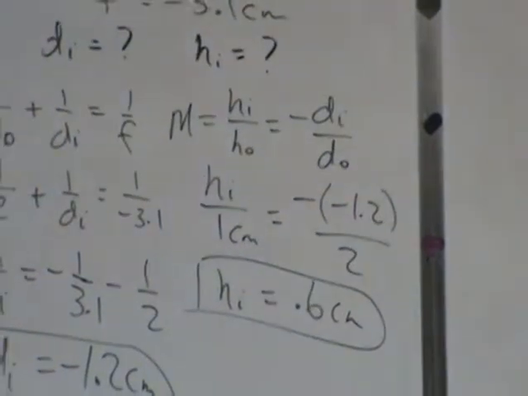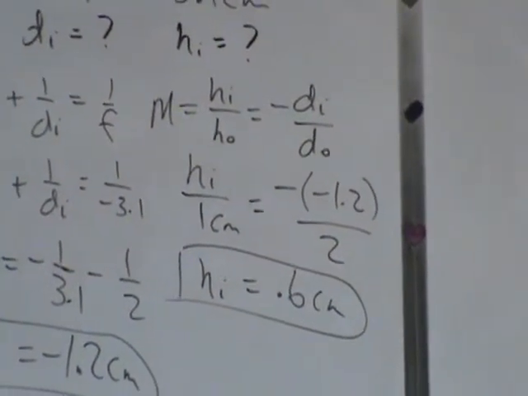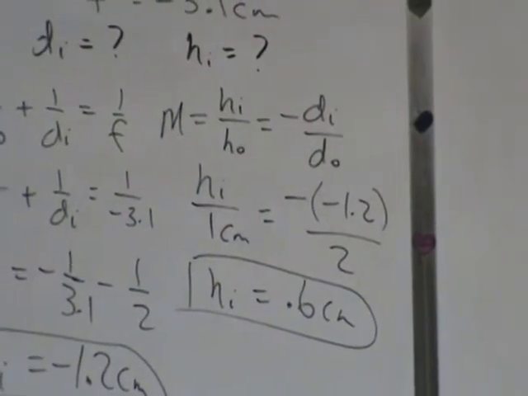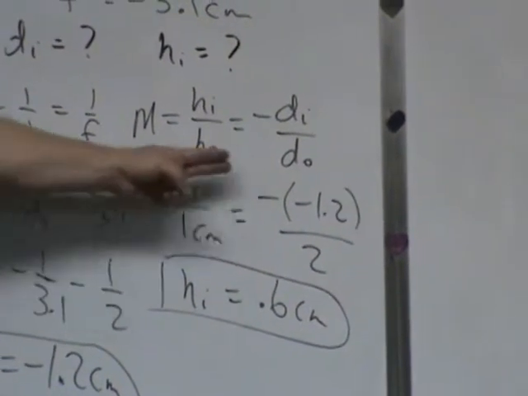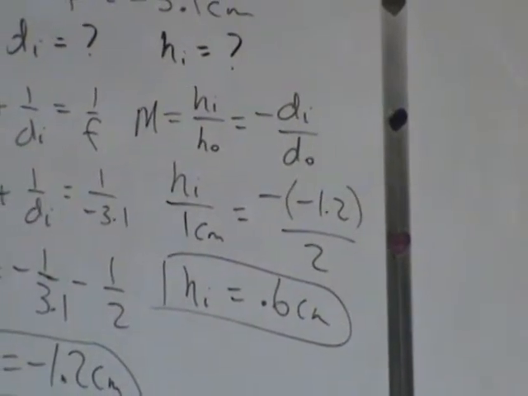Let me ask you this last question. Is the image enlarged, or is it reduced in size? How do you know it's reduced in size? Because this number here is less than 1, it's 0.6. Your magnification is positive 0.6.